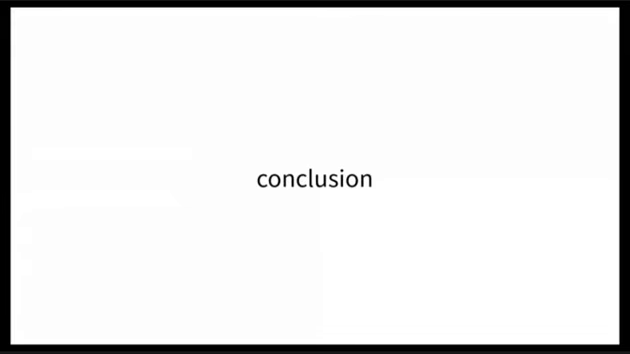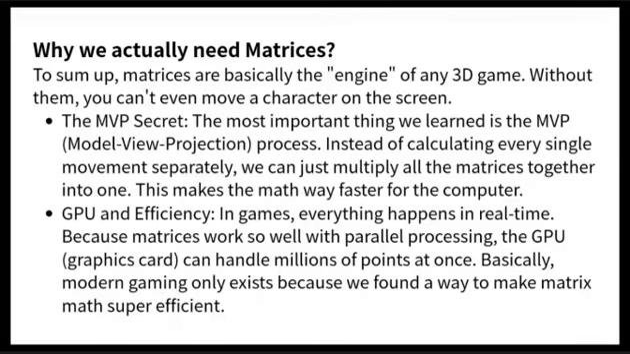Last but not least, let's move on to our conclusion. So, why do we actually need matrices? To sum up, matrices are basically the engine of any 3D game. Without them, you can't even move a character on the screen. The MVP secret: the most important thing we learned is the MVP, model view projection, process. Instead of calculating every single movement separately, we can just multiply all the matrices together into one. This makes the math way faster for the computer, the GPU, and efficiency.